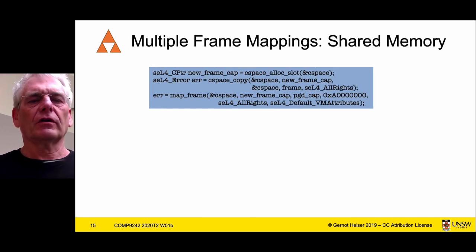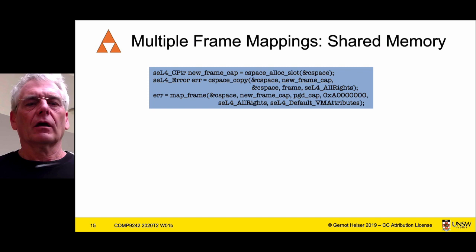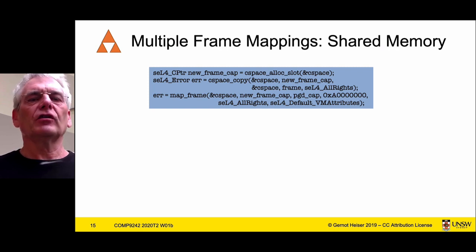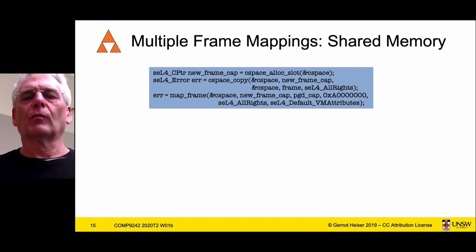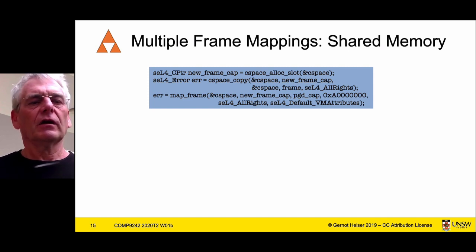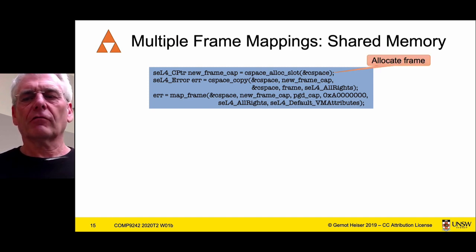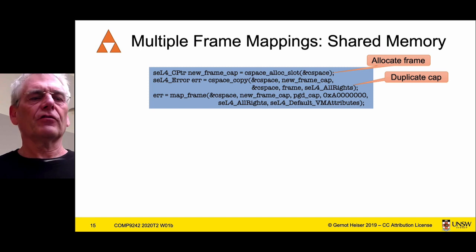An interesting point is how to set up shared memory. The point here is that a frame capability can only be mapped into a single address space. Of course, a frame can be mapped into multiple address spaces or multiple positions in the same address space. So if you want to set up shared memory, you need to replicate the frame. And this is shown here.